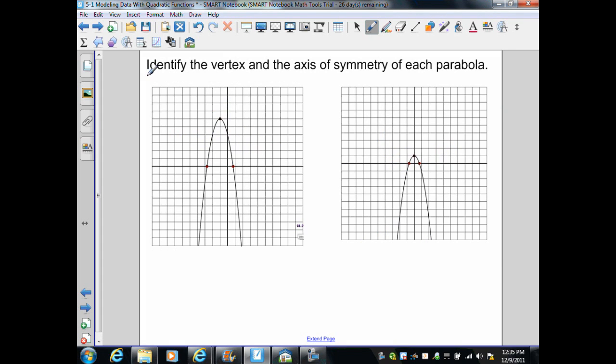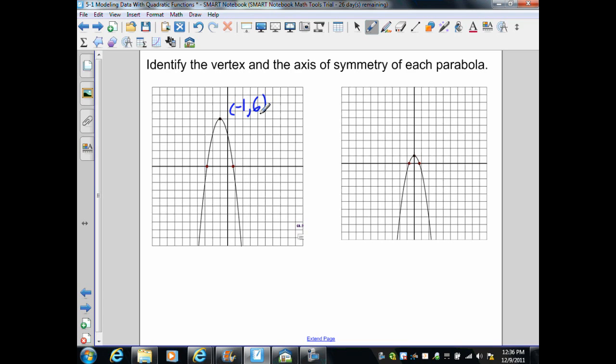On this slide, they want us to identify the vertex and the axis of symmetry for each parabola. On my first parabola, I'm given a parabola that opens down. My vertex is at the maximum point, and that is located at negative 1, 1, 2, 3, 4, 5, 6. So my vertex is negative 1, 6.